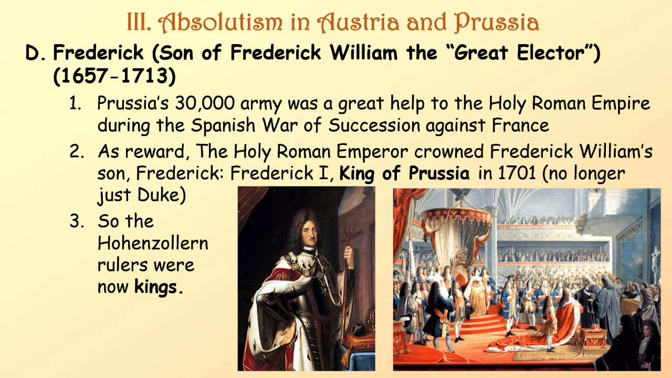Frederick, the son of Frederick William the Great Elector, lived from 1657 to 1713. Prussia's 30,000-man army was a great help to the Holy Roman Empire during the War of the Spanish Succession against France. And as a reward, the Holy Roman Emperor crowned Frederick William's son, Frederick, as Frederick I, King of Prussia in 1701, no longer just Duke. So the Hohenzollern rulers were now kings.